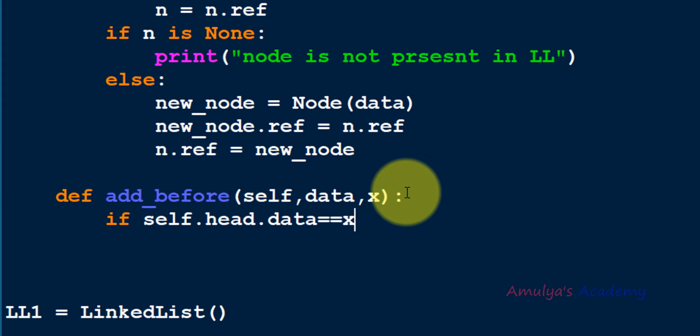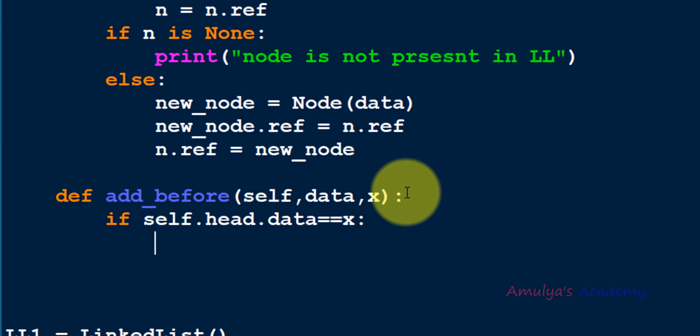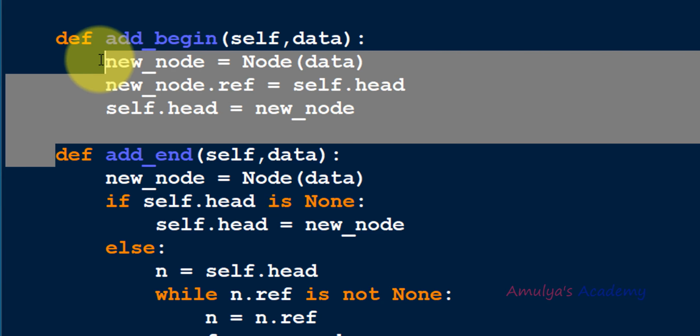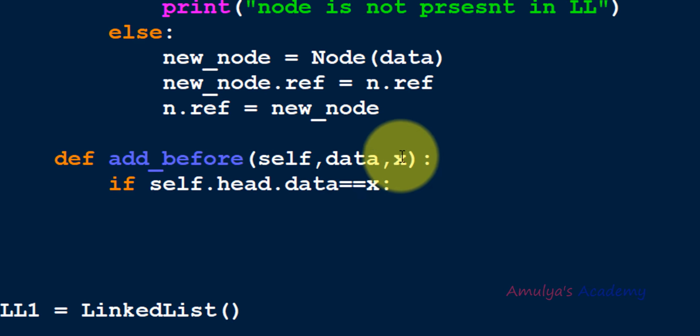As I said, x is nothing but the data field, right? If I want to enter the new node before the first node, then I need to write x as the first node's data. For example, the first node is 10, and if I want to insert the element before that, then I need to write x as 10. Here I can check like this: self.head.data is equal to x. If it is true, then just copy this code, add begin. It is equal to adding the node at the beginning of the linked list.